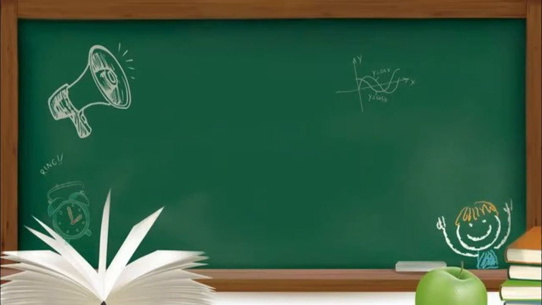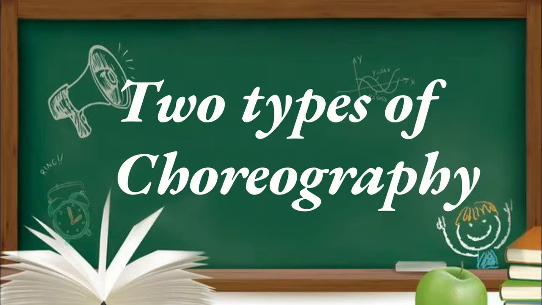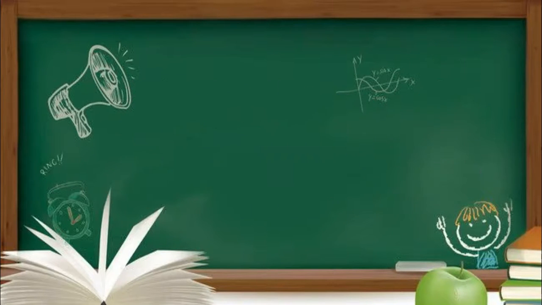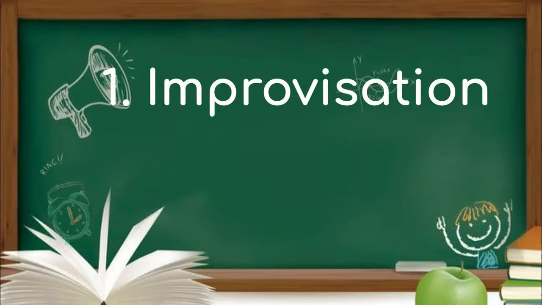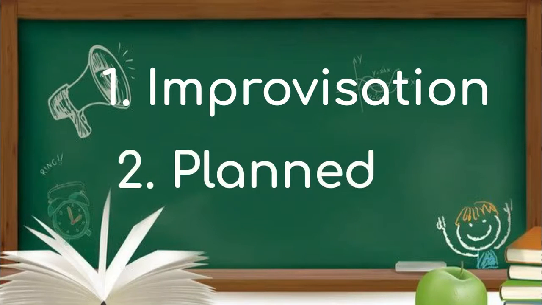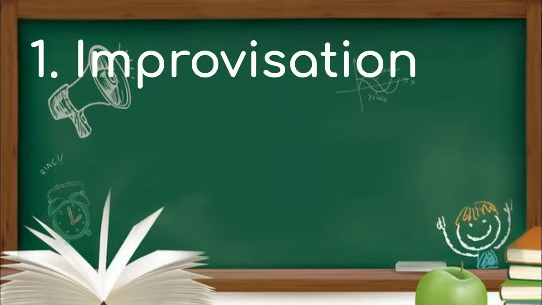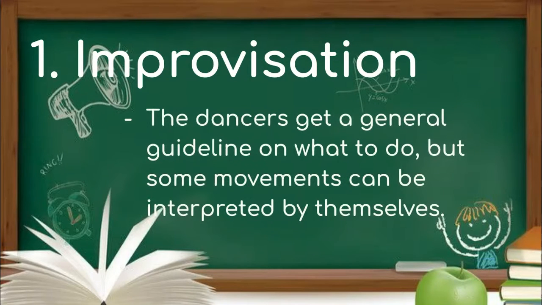Next, we have two types of choreography. One is improvisation and the other one is planned. What is the difference between the two? Let's have one by one. Improvisation is where the dancers get a general guideline on what to do, but some movements can be interpreted by themselves. It's like on the spot, without any guidelines, or without any coach to teach you. You will just do it by yourself.